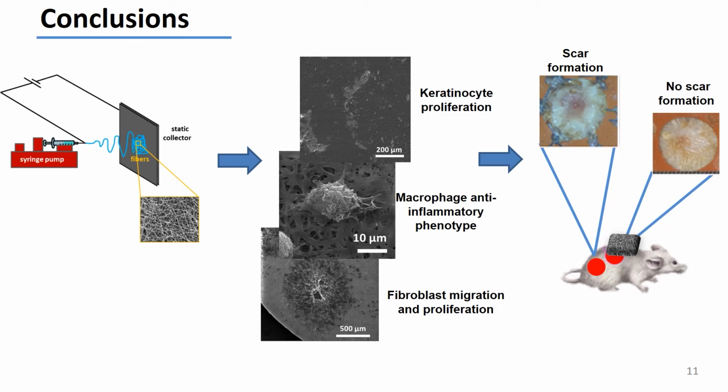Therefore, to conclude, we successfully fabricated electrospun nanofibrous mats consisting of polydioxanone and polyhydroxybutyrate valerate. We also showed via in vitro studies that addition of PHBV to PDX led to fibroblast proliferation and migration, promoted macrophage polarization to the pro-healing phenotype, and promoted keratinocyte proliferation. In addition, in vivo studies involving wound-healing rat models showed that the PDX-PHBV blend mats accelerated wound healing and also led to scarless wound regeneration.